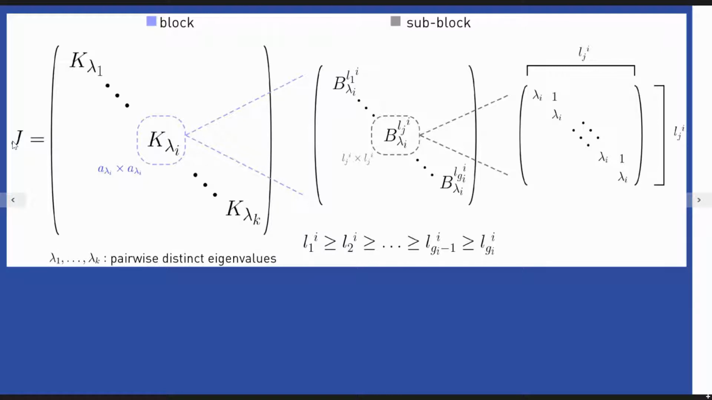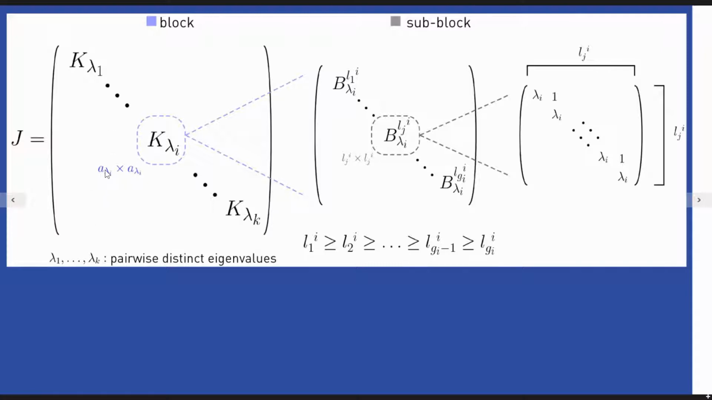As I said before, it's an almost diagonal matrix. Here on the diagonal of the Jordan normal form J, we have the larger Jordan blocks K_lambda_i. Each of these larger blocks K_lambda_i is an a_lambda_i times a_lambda_i matrix and has lambda_i written on its diagonal. So you could say the length of one of these larger blocks K_lambda_i is equal to the algebraic multiplicity of the eigenvalue lambda_i.